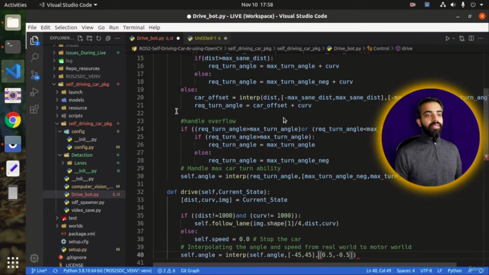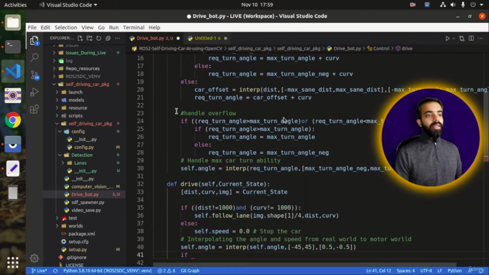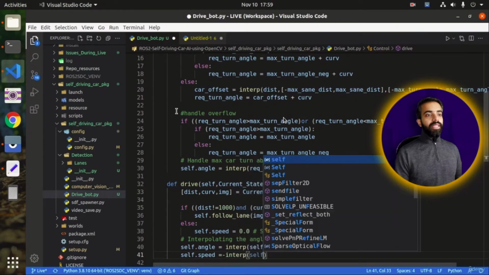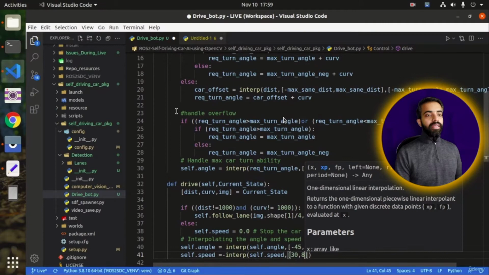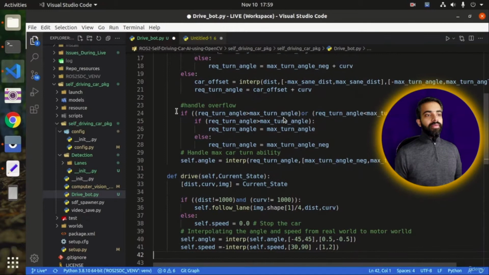In the same way, we need to cater for the speed. For the speed, we need to set the self.speed by using the interp function once more, providing self.speed as the argument, providing its range, that is 30 to 90, and the values that the motor takes for this speed command, which is simply 1 to 2. So once we have given this, our self.angle and self.speed are basically completed.